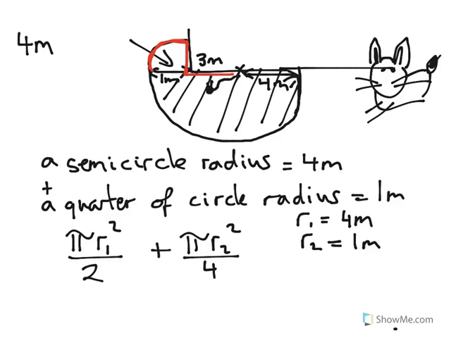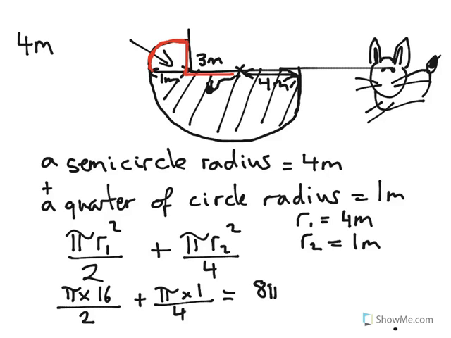So then we just put our numbers into here. Pi times 16, 4 times 4 is 16, divided by 2, plus pi times 1 squared is 1, divided by 4. So we get that the answer to our problem would be 16 divided by 2 is 8, 8 pi plus pi, 1 pi, divided by 4. So 8 times pi plus a quarter of pi. And here we can use our calculators to get the answer. Using pi is 3.14.